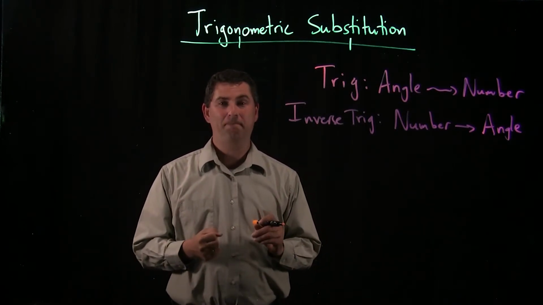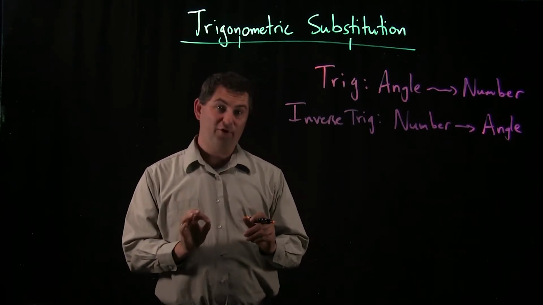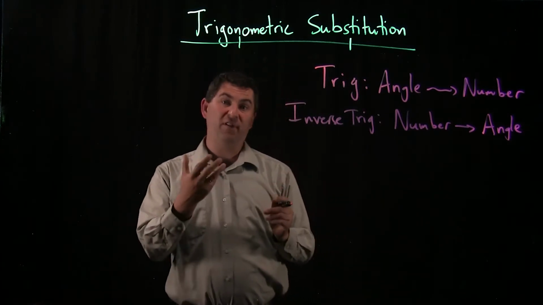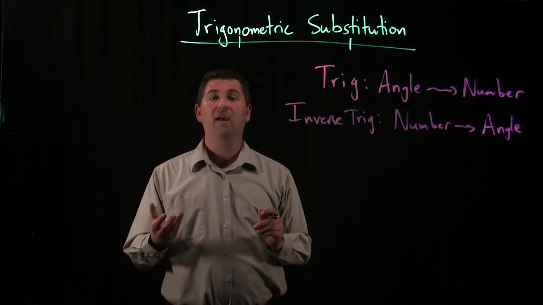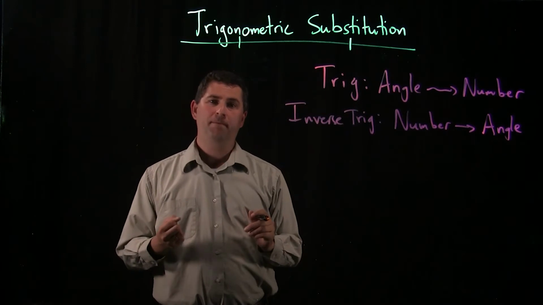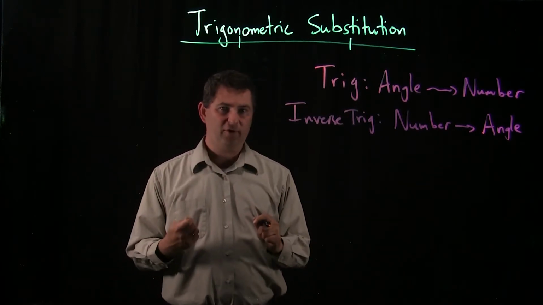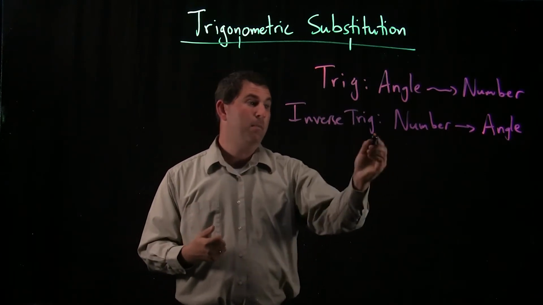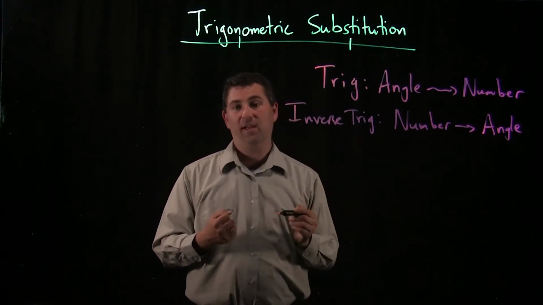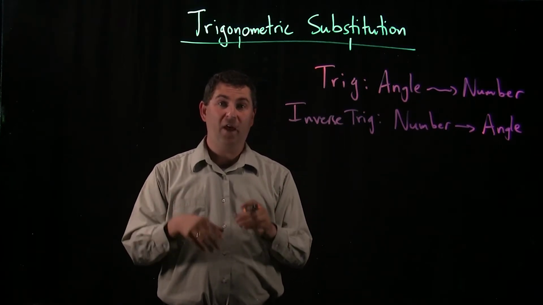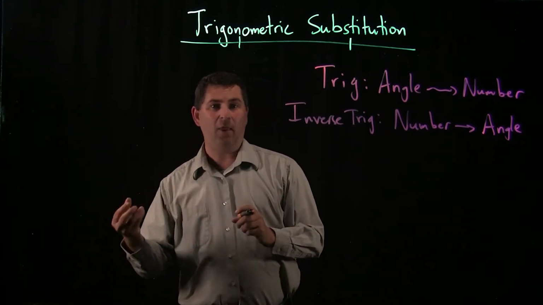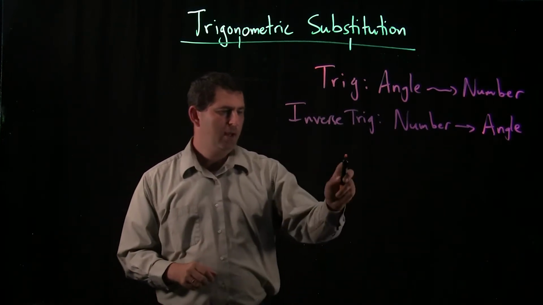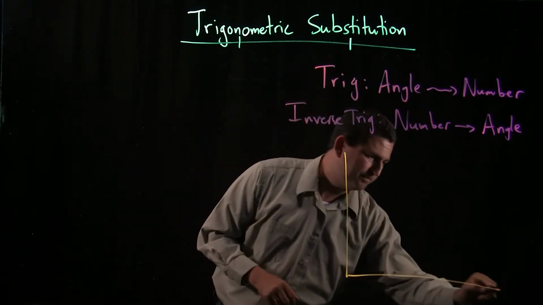So remember, a trig function takes angles and turns them into numbers. For example, the sine function takes the angle 30 degrees and turns it into the number 1/2. Then we also have inverse trig functions, arcsine, arccosine, etc. And they do the reverse. They take numbers and turn them into angles. So for example, the arcsine of the number 1/2 equals the angle 30 degrees. Okay, so that's the connection between these two. Now let's draw a right triangle.